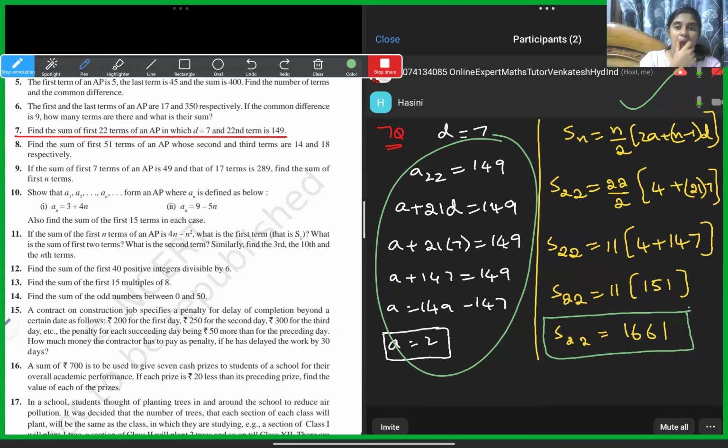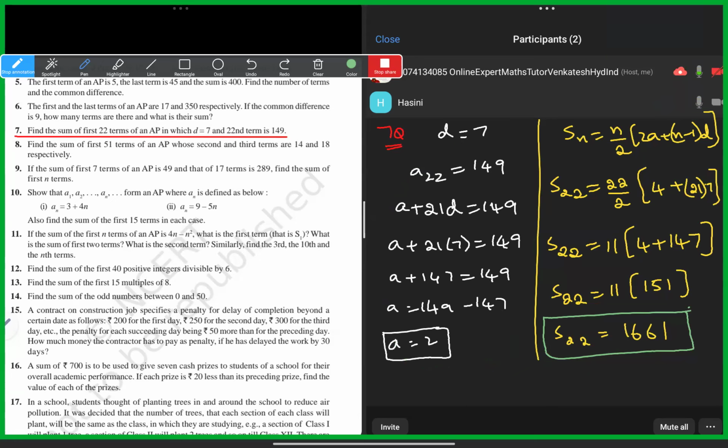In both formulas for the sum of n terms, we have A. First formula means n by 2 into (2a plus (n minus 1)d), so A is required. Second formula is n by 2 into (a plus an), so A is also required. That's why we first have to find A here, and then use the sum of 22 terms formulas. Students will get a doubt about why I found A here. They didn't ask, but to get S22, which they asked, we require A.